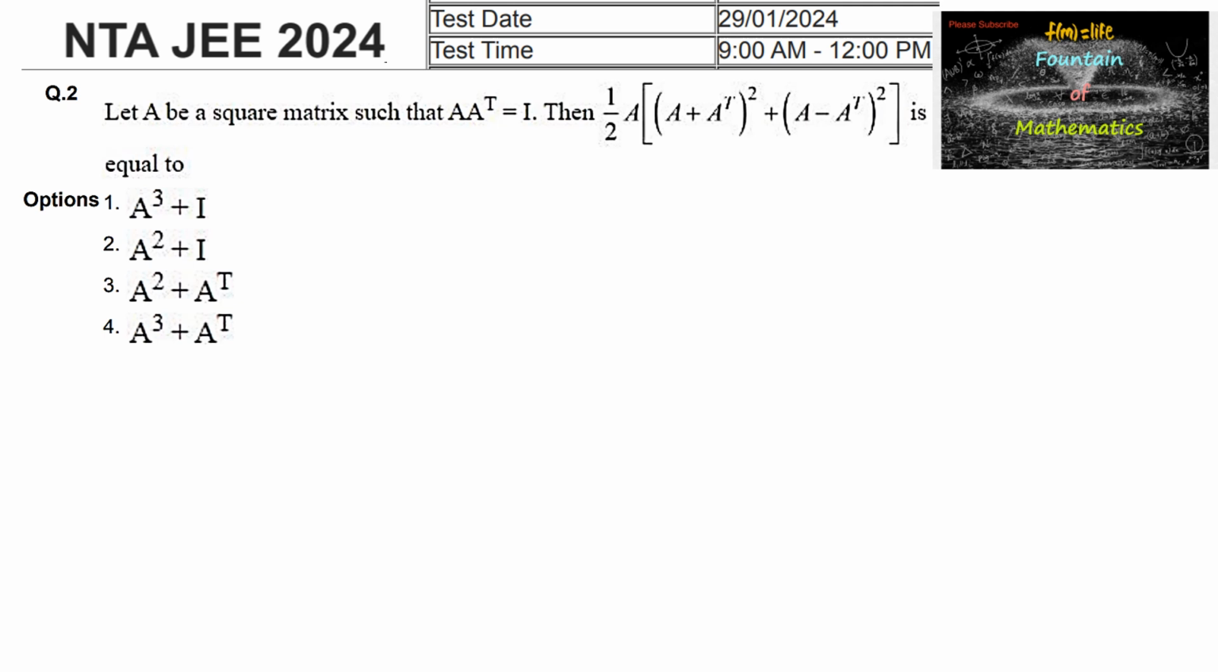Let A be a square matrix such that A into A transpose is equal to I, then half times A times of (A plus A transpose) whole square plus (A minus A transpose) whole square simplification. Let us consider half into A into (A plus A transpose) whole square plus (A minus A transpose) whole square.